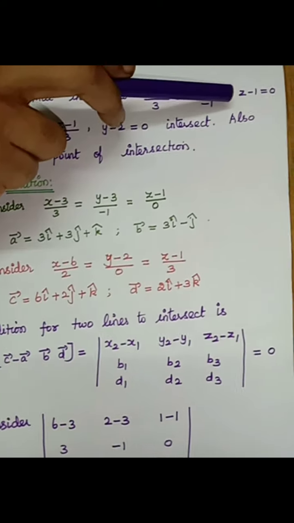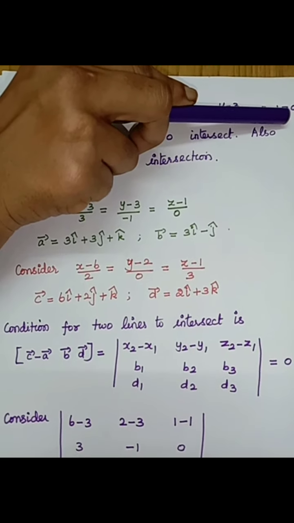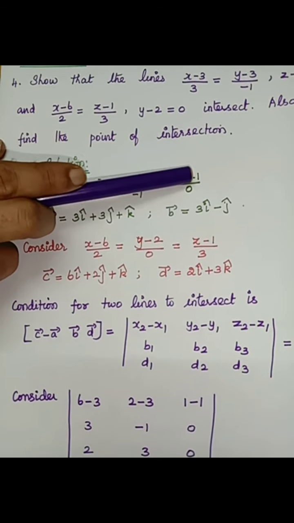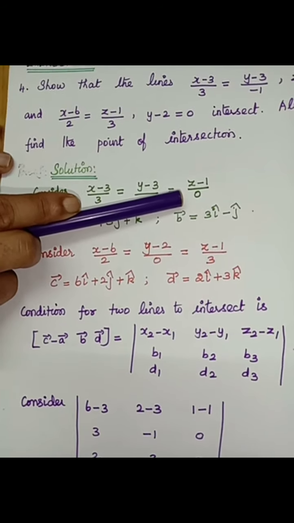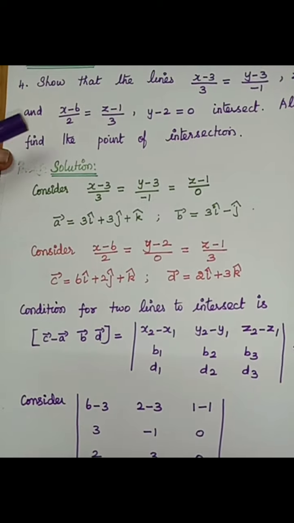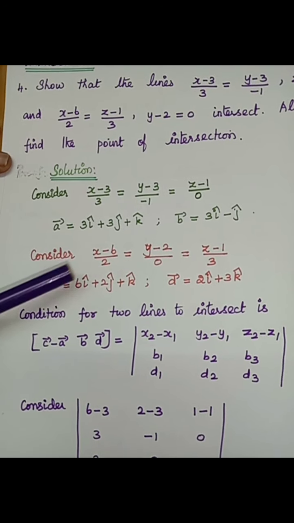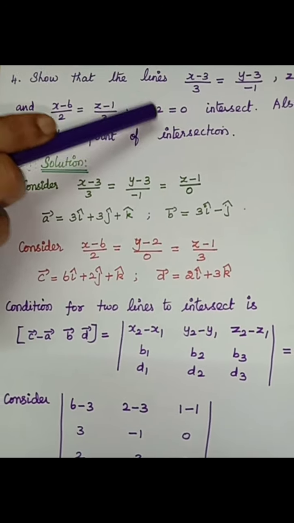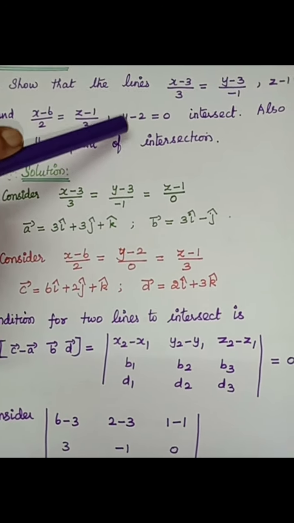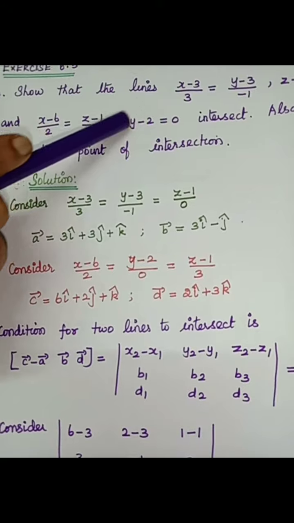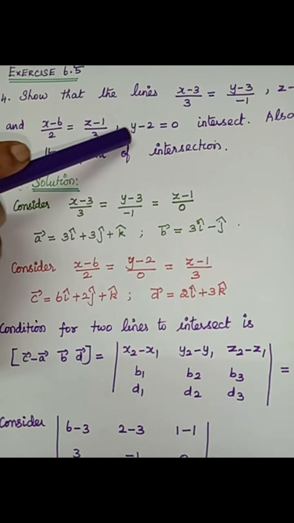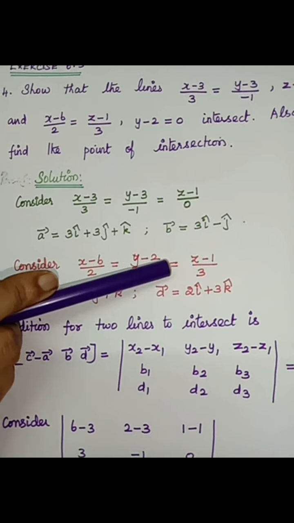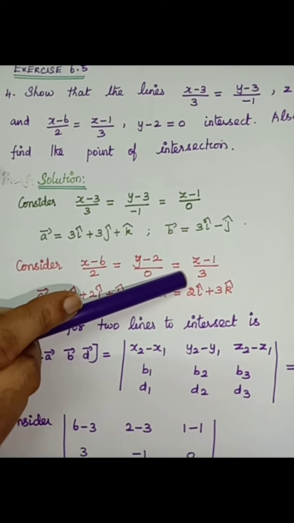So the numerator is what? z minus 1 is equal to 0. So this can be written as z minus 1 by 0. Consider this next line: x minus 6 by 2 is equal to, here it is given y minus 2 is equal to 0. So the numerator is y minus 2 and the denominator is 0. So y minus 2 by 0 is equal to z minus 1 by 3.